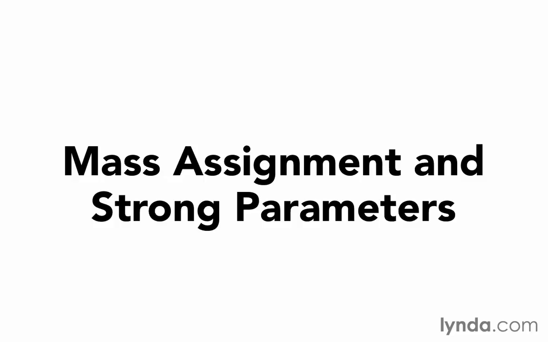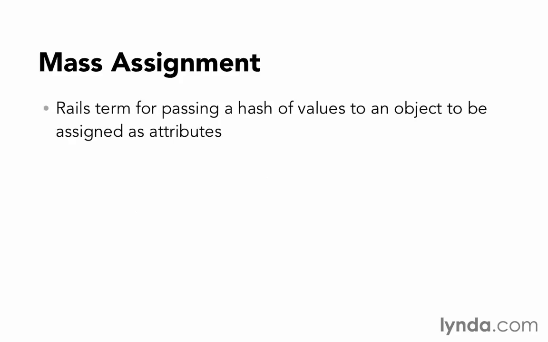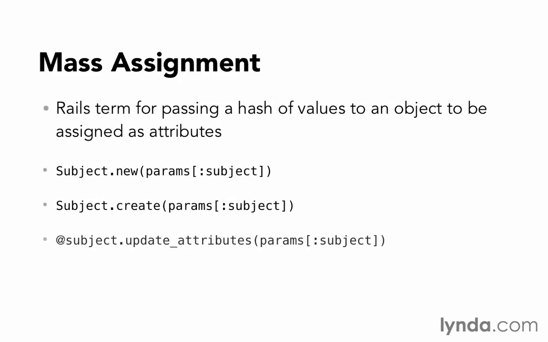In the last movie, we created a web form which will submit its values to the create action. Before we implement any form processing in the create action, we need to first talk about mass assignment and strong parameters. Mass assignment is the term for passing a hash of values to an object to be assigned to the object's attributes. New, create, and update attributes are the primary methods that do it, but there are others.